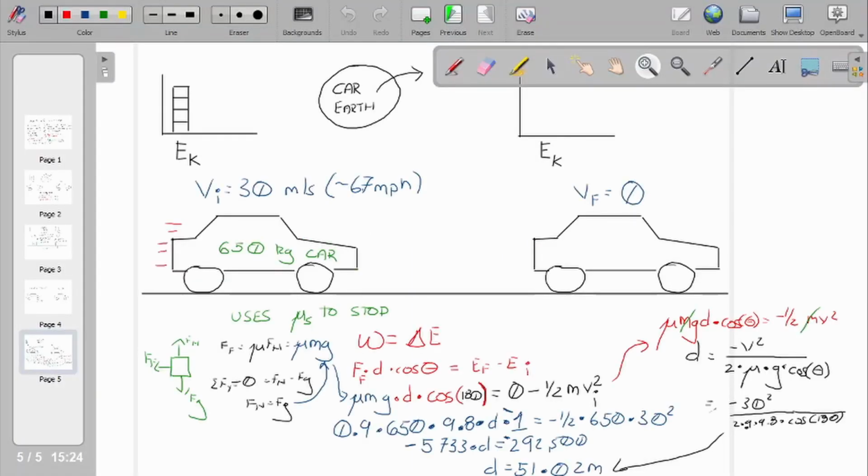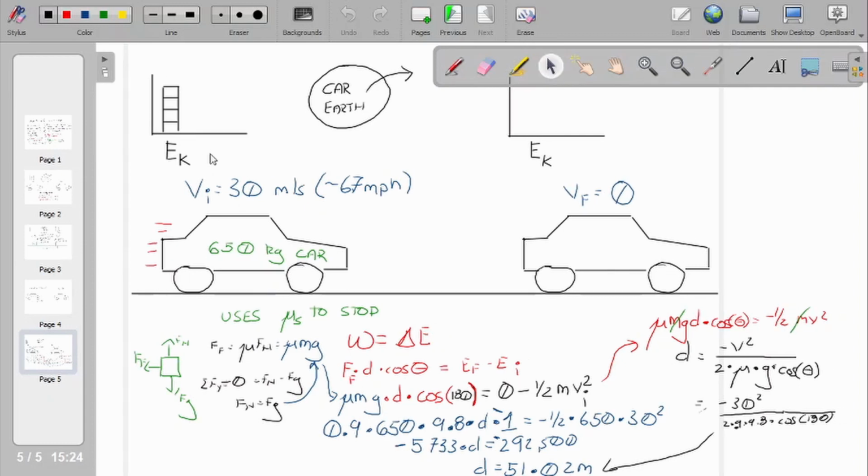Okay, here we have our answer. The first thing I did is I drew my graphic organizer. I have EK in the beginning, I don't have EK afterwards, so my change in energy is leaving the system. Helps me visualize what's going on, understand it. Then I need to set up my work equation. Work equals my change in energy, so that'll be my force, which is friction in this case, times the displacement times cosine of the angle between them equals E final minus E initial.